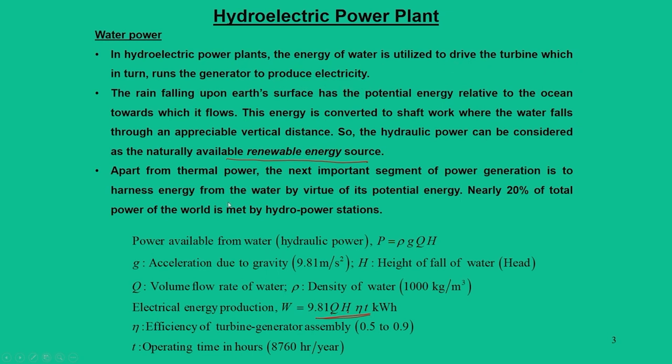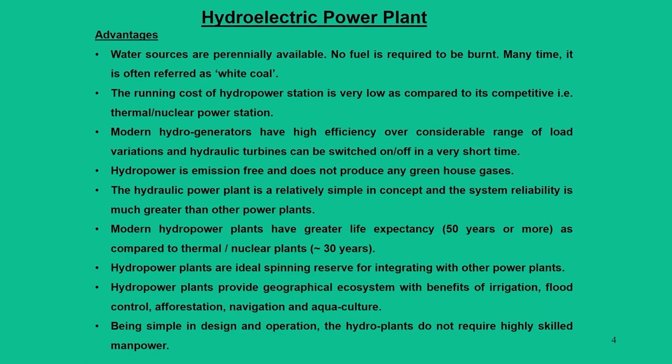Next to thermal power, water power is the next level of power production unit, and we call this a hydroelectric power plant. Till date, 20% of the total power of the world is made by hydropower stations. Now, let us look at the different advantages of hydroelectric power plants. Basically, water is perennially available in most of the rivers. Since no fuel is required, you can call it a renewable form, or white coal.